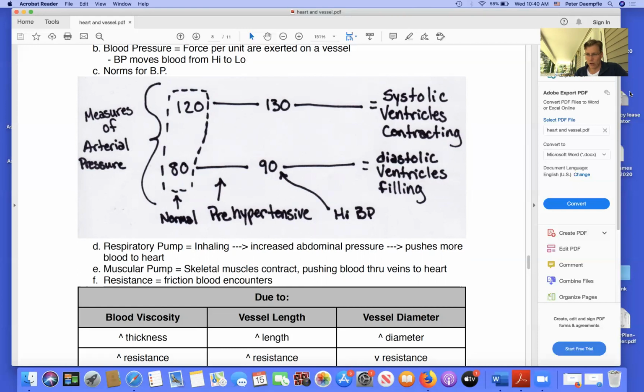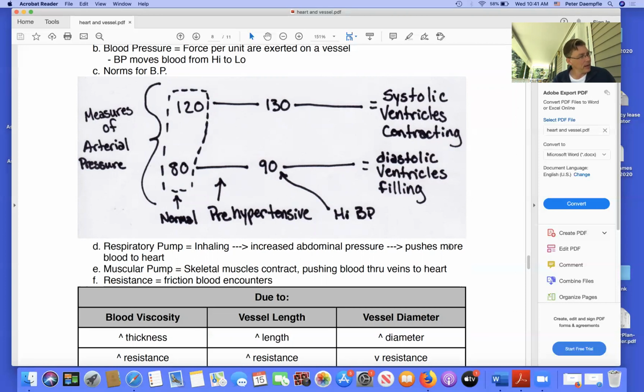blood pressure cuff. When you last hear a swishing sound, that is the diastolic number. That's the low number. That's when everything is just moving as normal. That indicates when the ventricles are filling. The upper number indicates when the ventricles are contracting. The pressure on the vessels when the ventricle is contracting, that is the systolic number. The diastolic number gives you the pressure on the vessels when ventricles are filling.